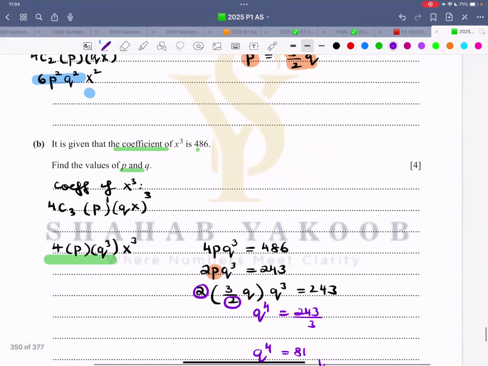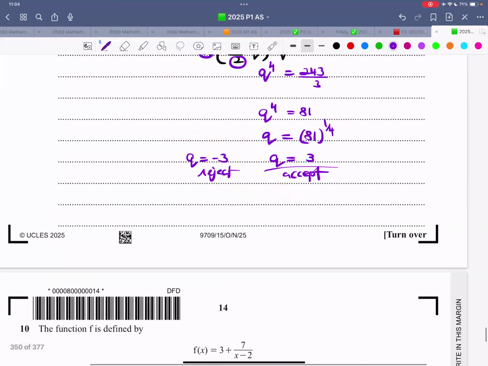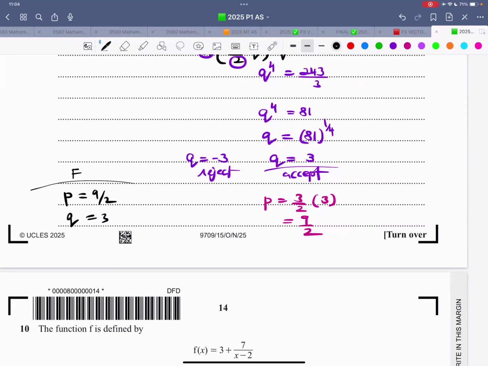Now, what about p? P is 3 over 2q. So p is 3 over 2 into q, that is 3, that is 9 over 2. So for the final answer, make a habit of writing it. That is p is 9 over 2 or 4.5, and q comes out to be 3. That is the final answer. So always highlight stuff. Always highlight stuff. That is very, very necessary.